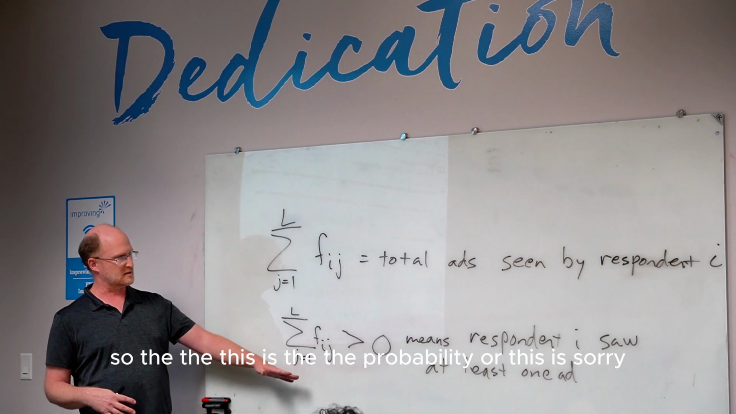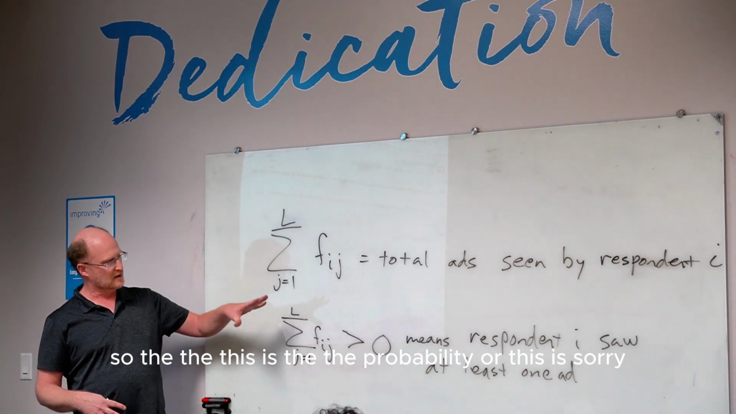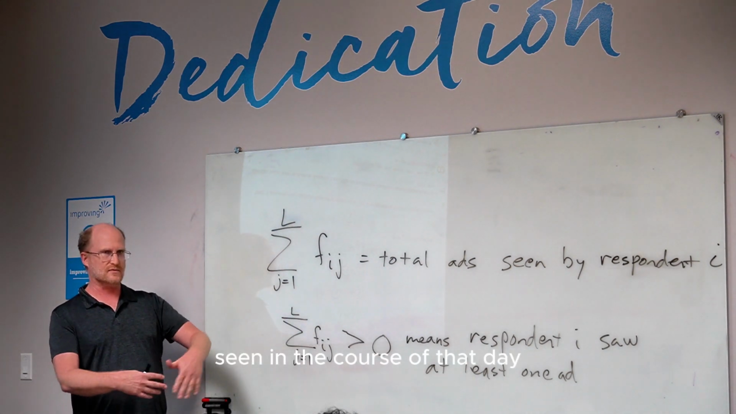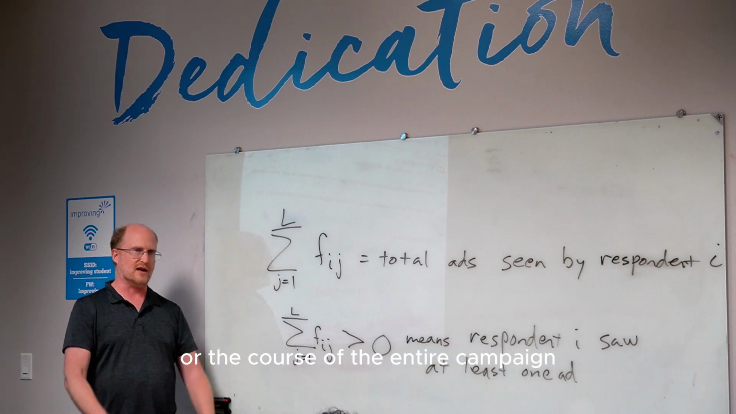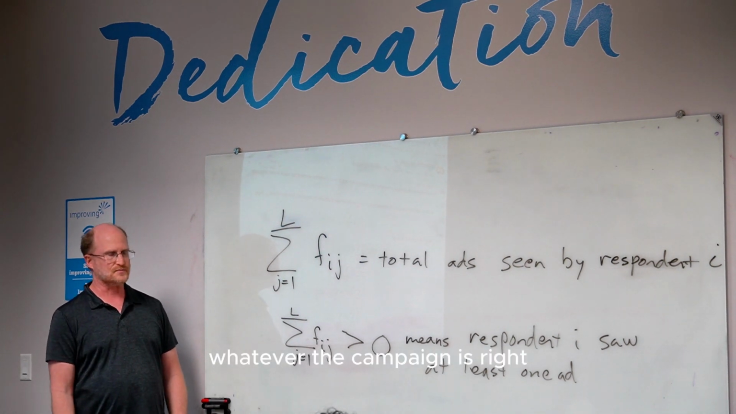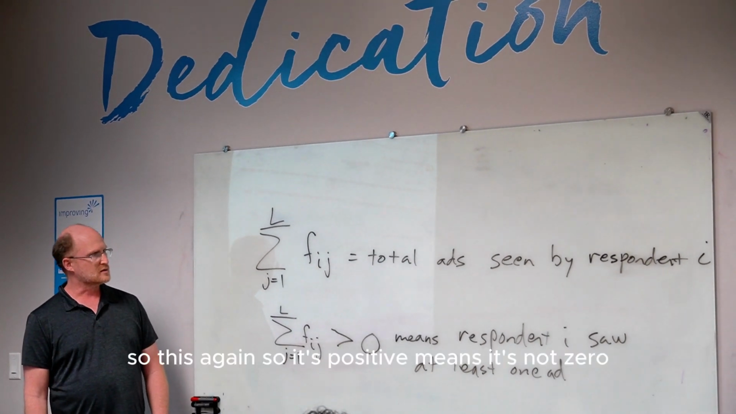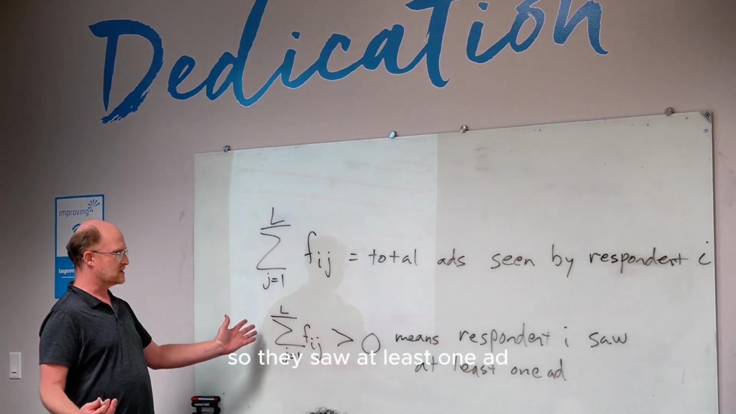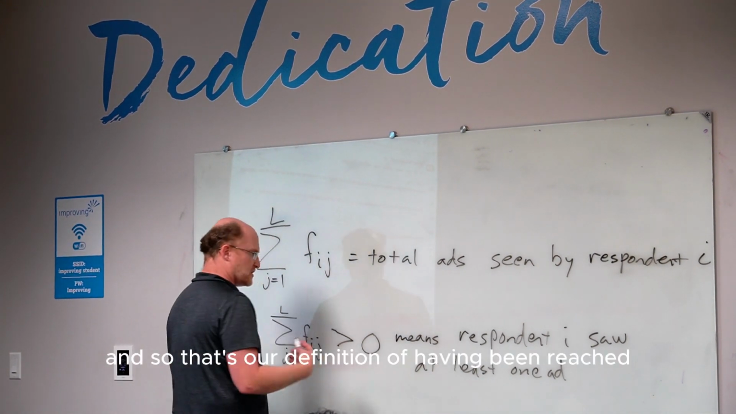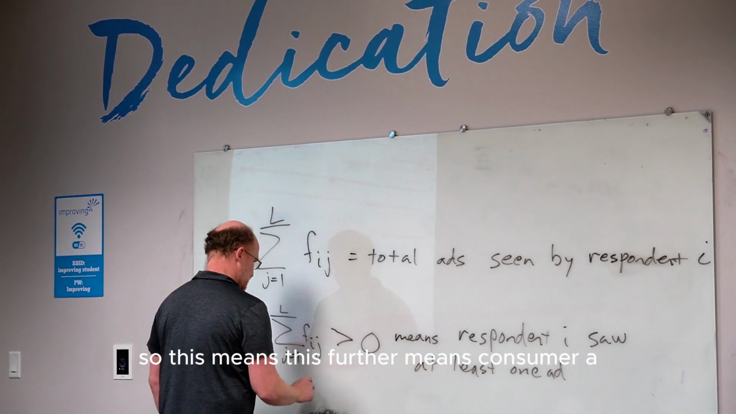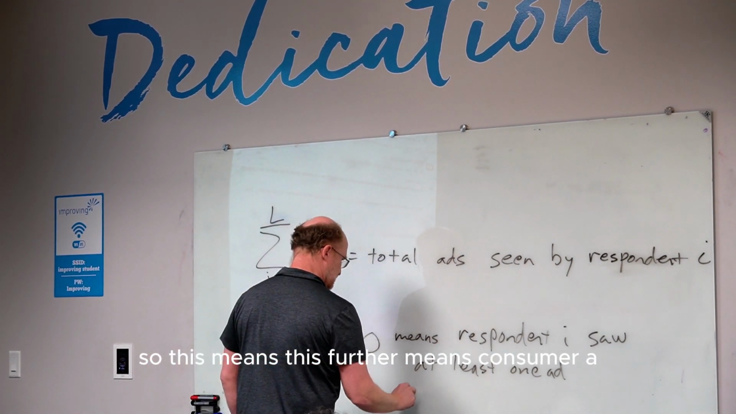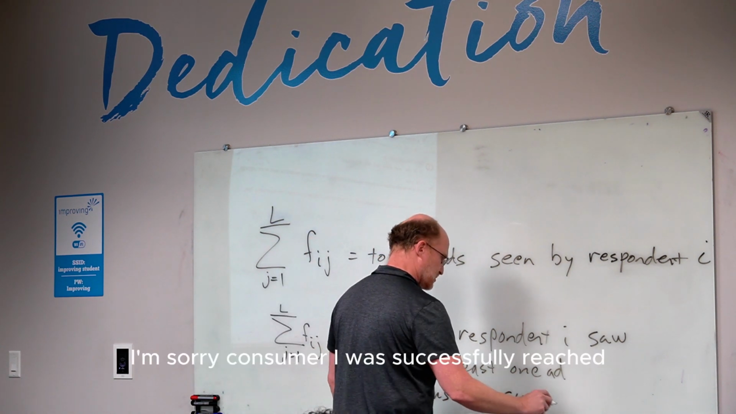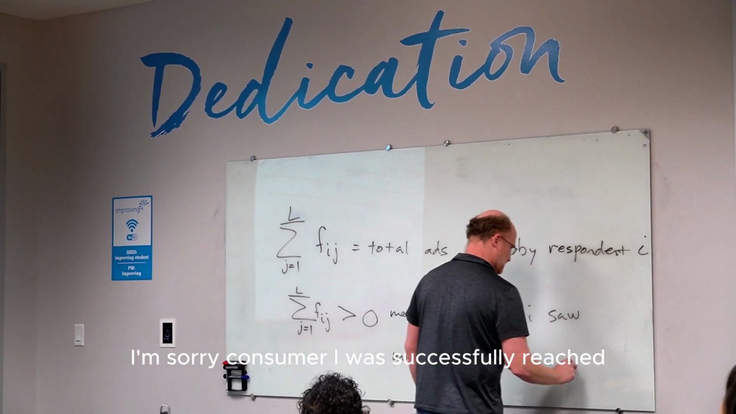So this is the number of ads that person i has seen in the course of that day, or the course of the entire campaign, whatever the campaign is. That it's positive means it's not 0, so they saw at least one ad. That's our definition of having been reached. So this further means consumer i was successfully reached.